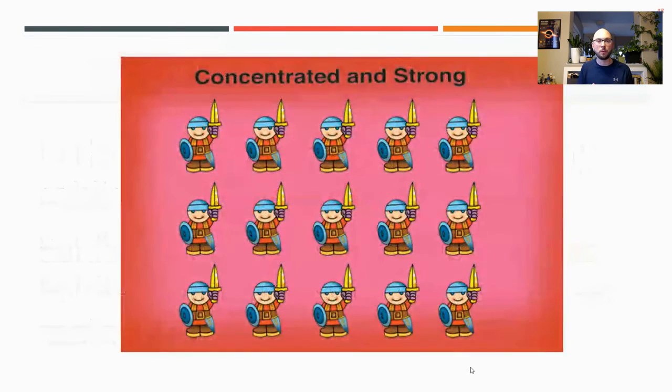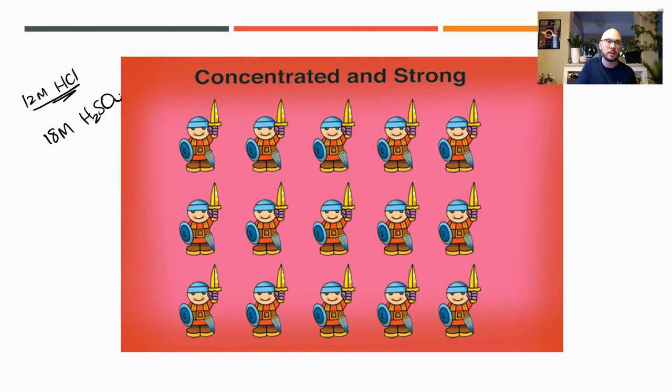So in this one here, we've got a concentrated and strong solution, right? We've got lots of particles, lots of soldiers, and each one of them has ionized. So this is something like 12 molar HCl. This is very strong, about as strong as it gets. You can have 18 molar H2SO4. With these 2 solutions, if you got them spilled on your skin, they would eat your skin away very quickly, very dangerous. Okay, so this is a concentrated and strong solution.